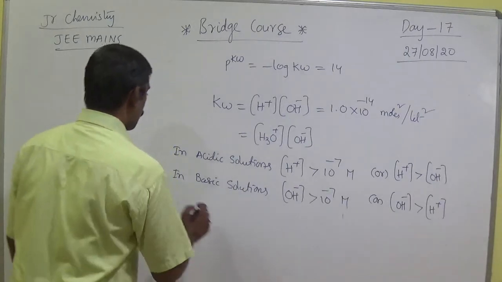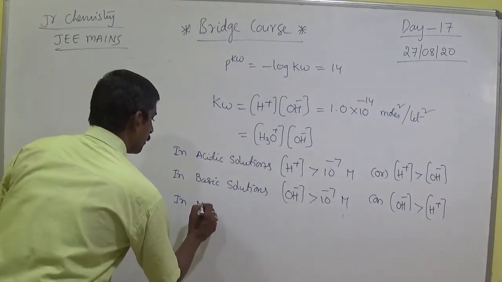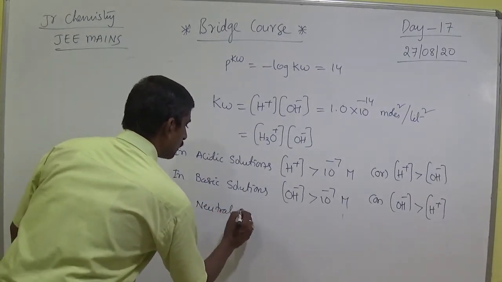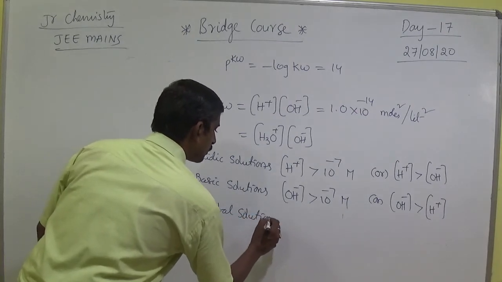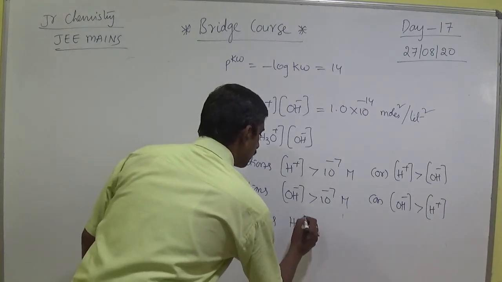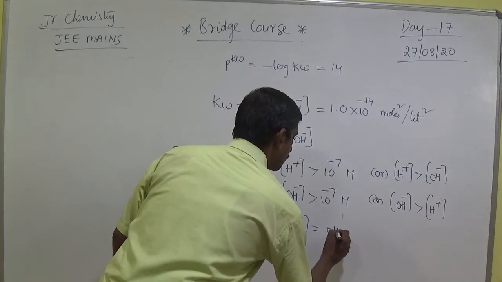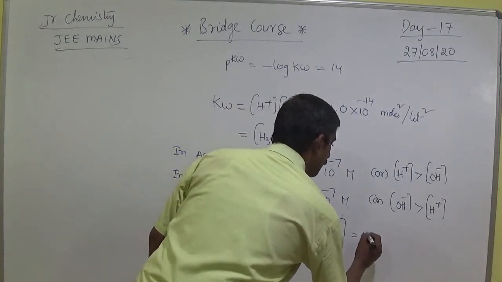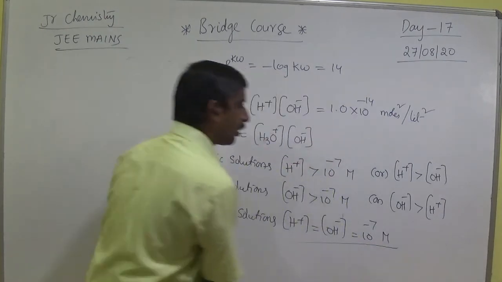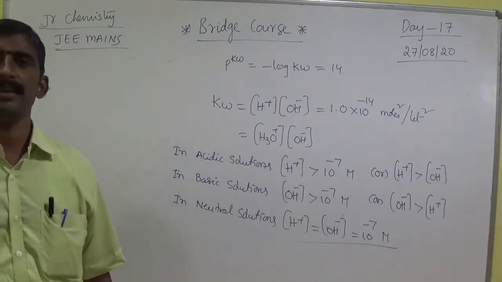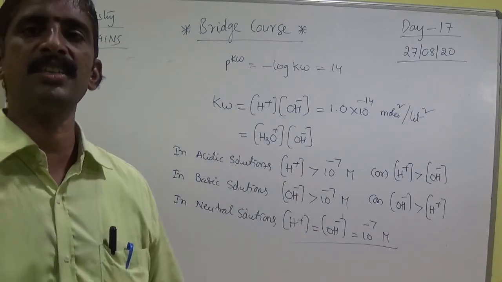Okay. In neutral solutions, H plus concentration is equal to OH minus ion concentration, equal to 10 to the power of minus 7 molar. Molar means molarity.